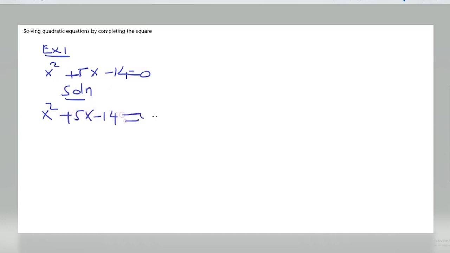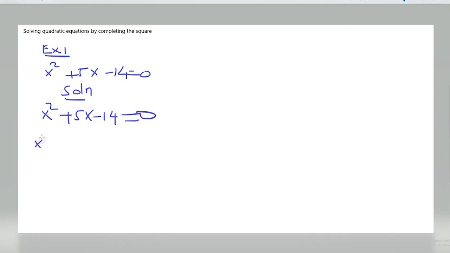Now, example number one. Assume you are given this equation: x squared plus 5x minus 14. You may be asked to solve the equation by completing the square. Solution: take x squared plus 5x minus 14, which is equal to 0.